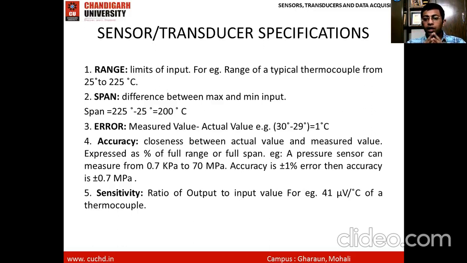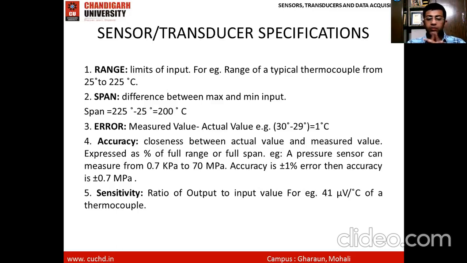Similarly, an example is a typical thermocouple. Because it is a temperature sensor, its operating range is that it can work from 25 degrees Celsius to a maximum of 225 degrees Celsius. So this is its operating range. You should be aware of this while working with the thermocouple. You can't go beyond this range. The device will not work.